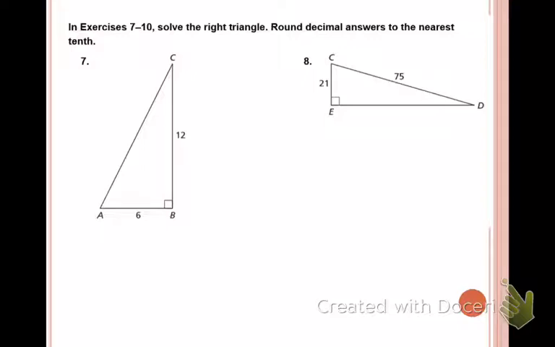Okay, so we solved for number 7 yesterday, correct? 8. We did 8 yesterday. Okay, so we're doing 7 today.